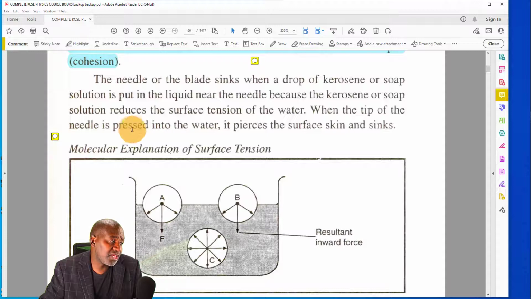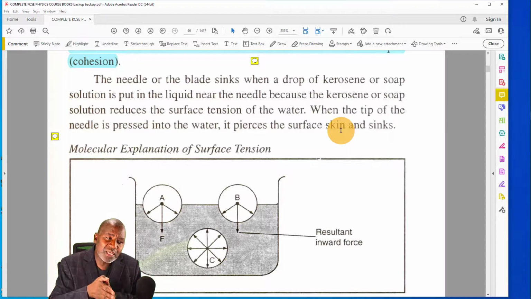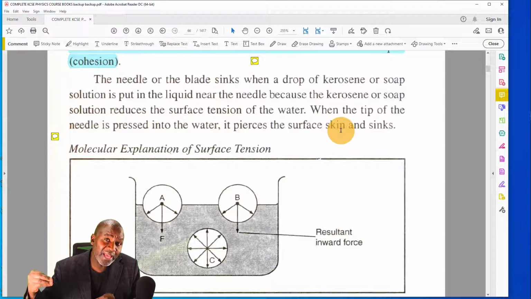When the tip of the needle is pressed into the water, it pierces the surface skin and sinks. The moment it pierces the skin, the surface tension is broken. It's like when you have a stretched spring and then you cut it at the center, the ends are going to jump in opposite directions. And of course, I've already explained this.